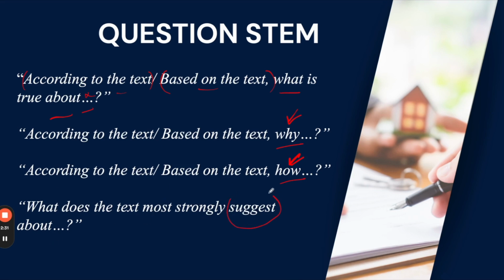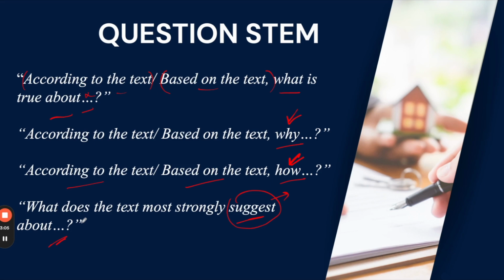Now, you can also find this word, suggest. This particular word is seen most commonly when you're dealing with a difficult level details question type. Here they would not mention a phrase like according to the text or based on the text. They'll simply say suggest about something. This should tell you that you're dealing with a details question type. The mention of the phrases according to the text or based on the text, and the mention of the word suggest, should tell you that you're dealing with a details question type.